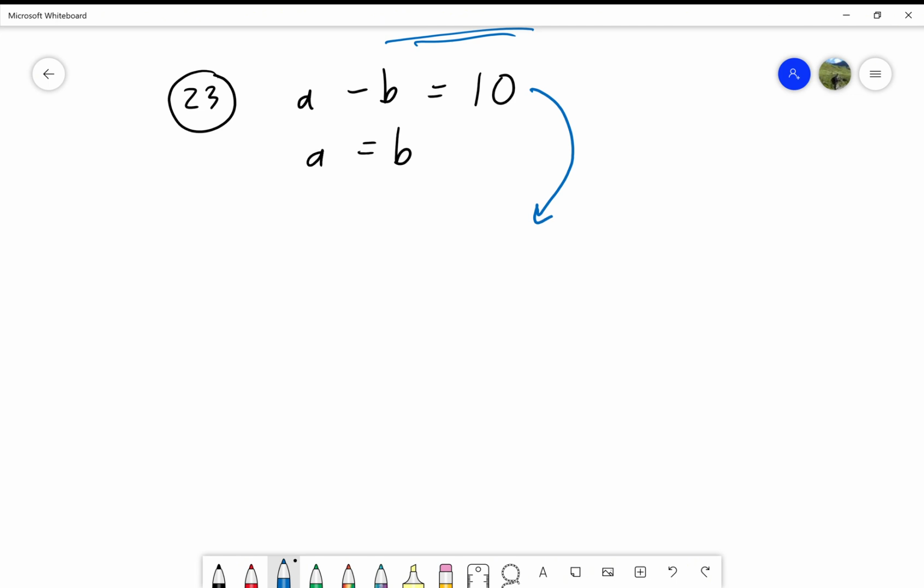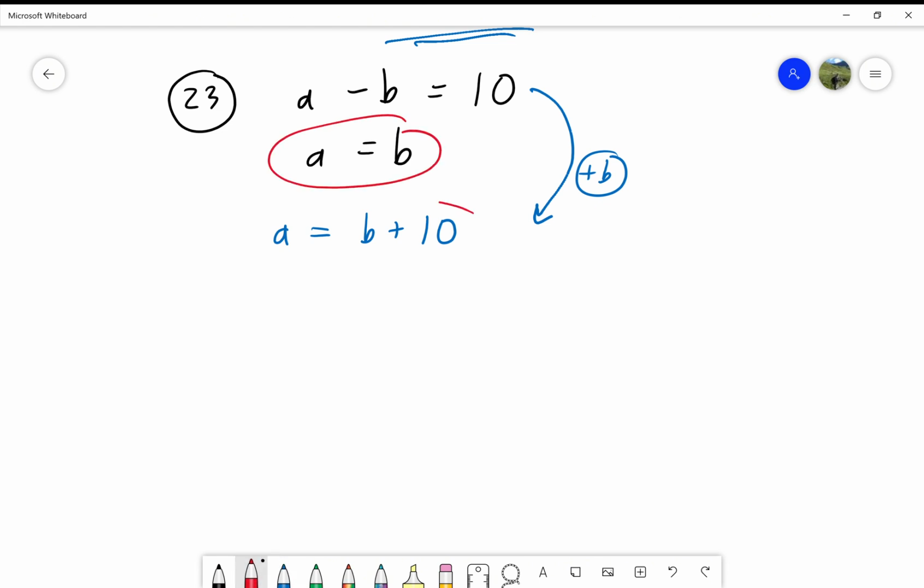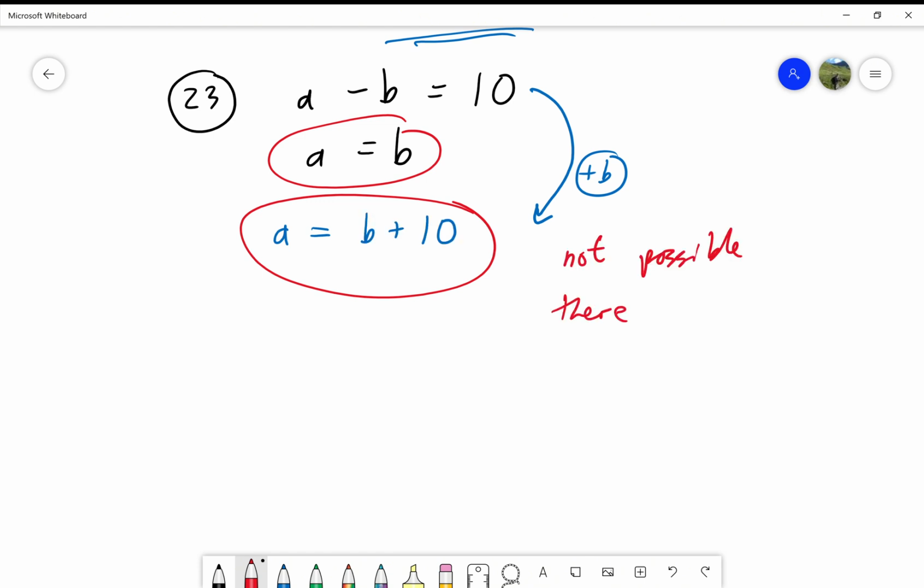I think this is difficult. I mean, it depends on. Let's take this one here and let's add b to both sides. That means that a equals b plus 10. Right. Have you spotted the problem? Here's the problem. These two contradict each other. They can't both be true. So it's not possible. Or you could say there are no solutions.